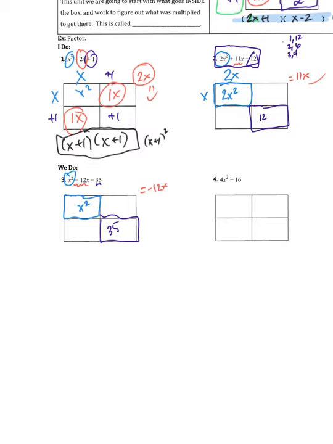If this is 1, then this has to be 12 in order for these two things to multiply together to give us 12. So now, before we assume that we're right, we need to check our diagonal boxes. So this is going to be 2 times 12 is 24x. This is going to be 1x. 1x plus 24x is not 11x. So we are not correct. This does not work. And that's okay.